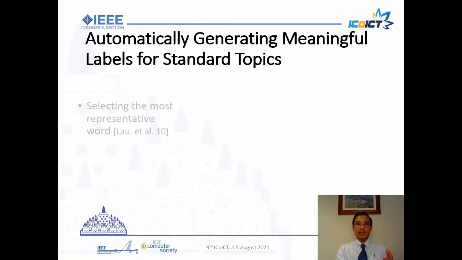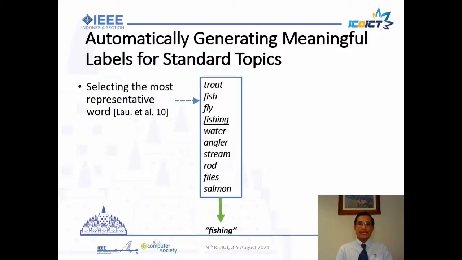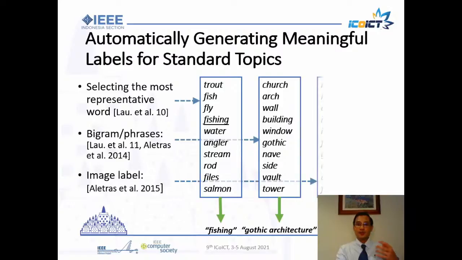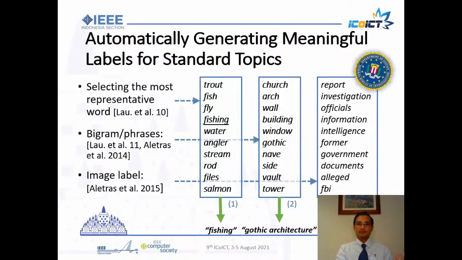So then they came up with what we call automatically generating meaningful labels for standard topics, which is done after you have the topic model. Because the topic model is very hard to interpret, we have another method which tries to generate labels for it automatically. So if you can see here, trout, fish, fly, fishing, water, this is under the topic of fishing. Then we have other researchers who try to combine two words together to become a bigram, and they have this church, arch, building, window as a Gothic architecture, and also a quite recent one by this guy, I trust, which tries to use images to label the topics.